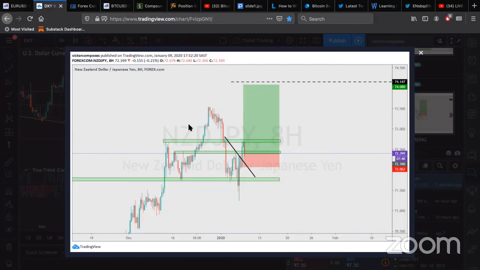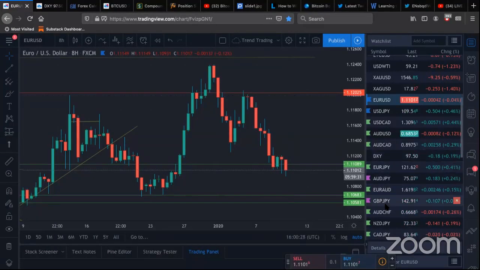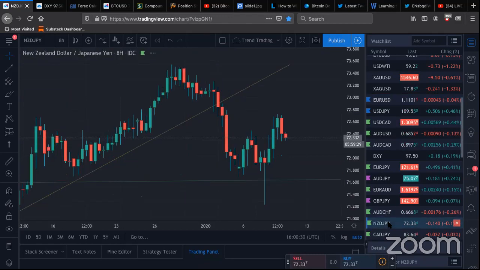Here we have the New Zealand dollar, Japanese yen. Yeah, this is actually a good trade. And let's do both, King, and look at your chart right here. And I also want to pull up a chart.